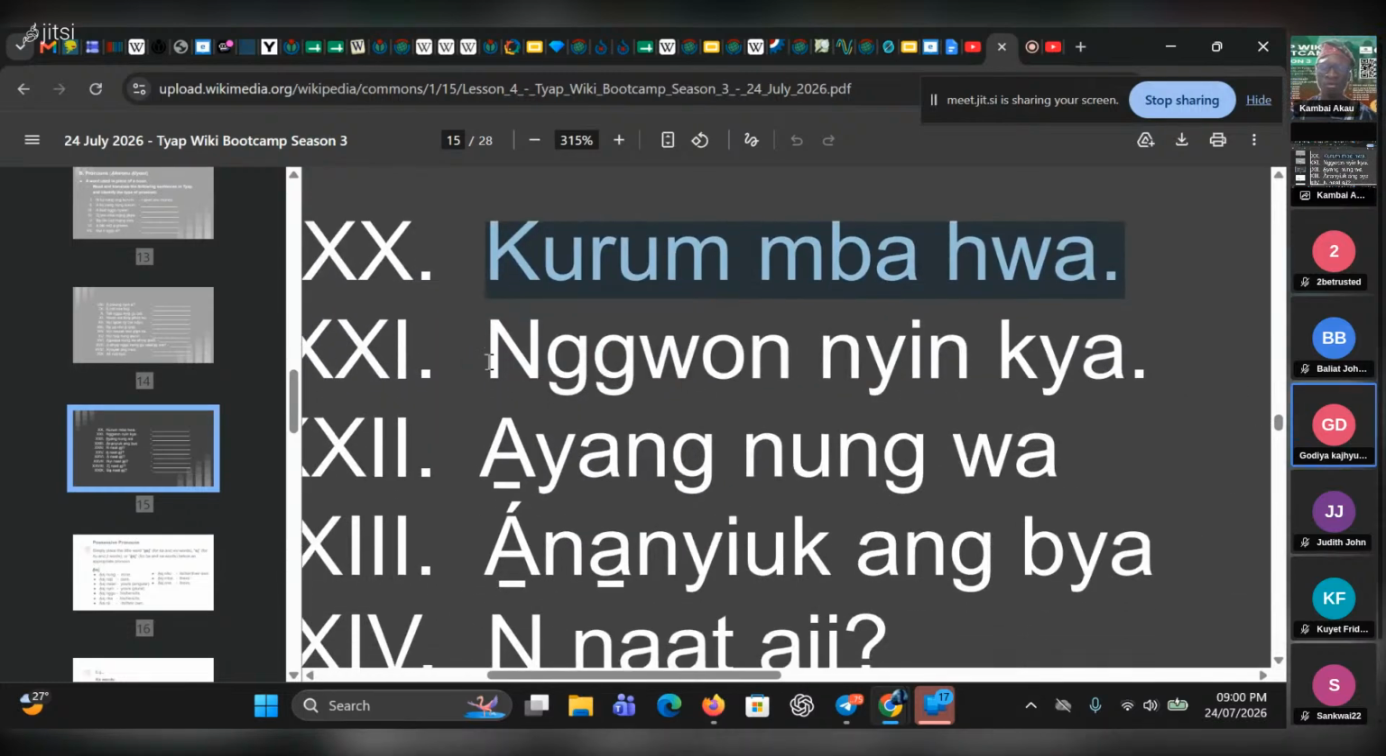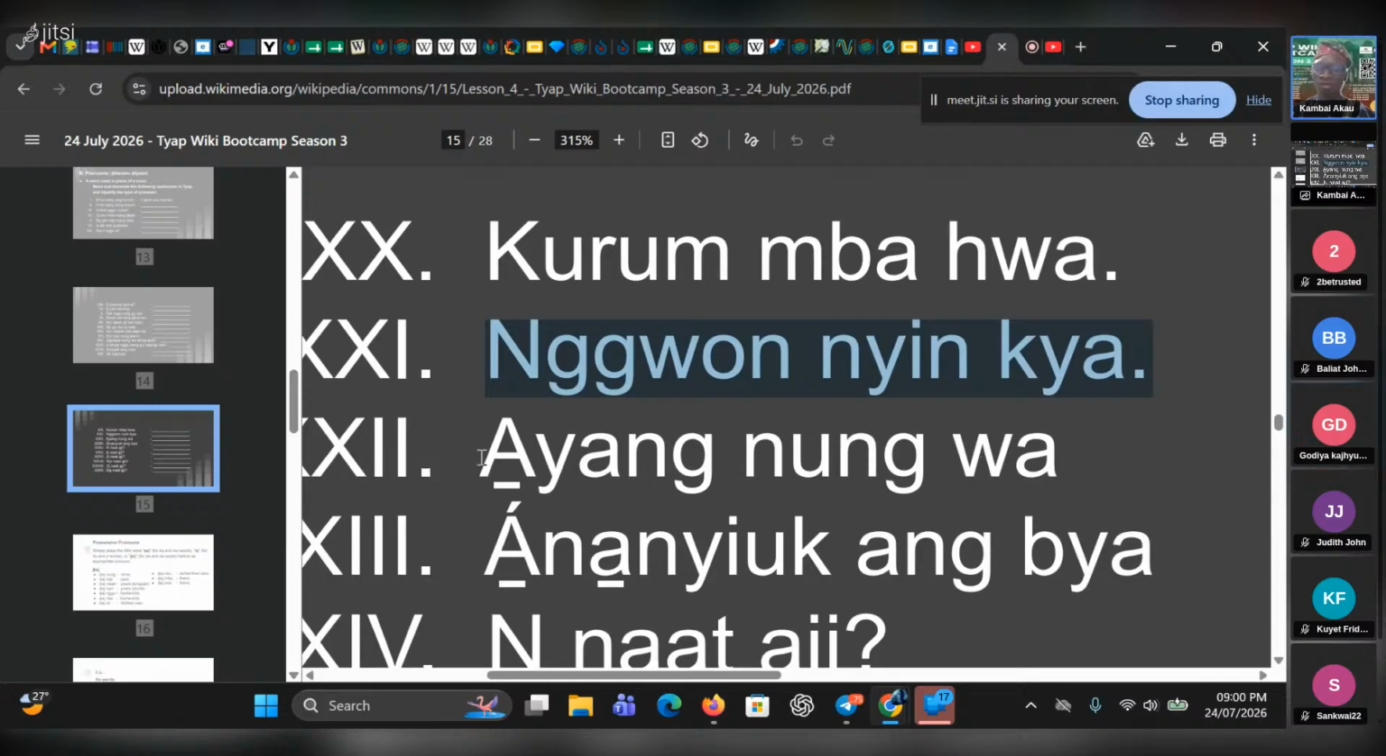Kurumbahwa. Okay, what does it mean? It means it's their money. Okay, what about this one? Ngwaninkya, what does that mean? It's your child. This is nyin. Okay, it's their child. This is nyin, not mba. Ngwaninkya.